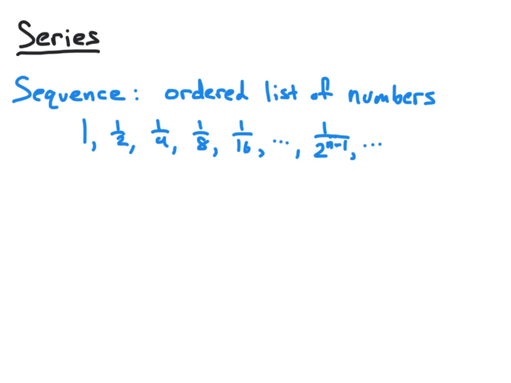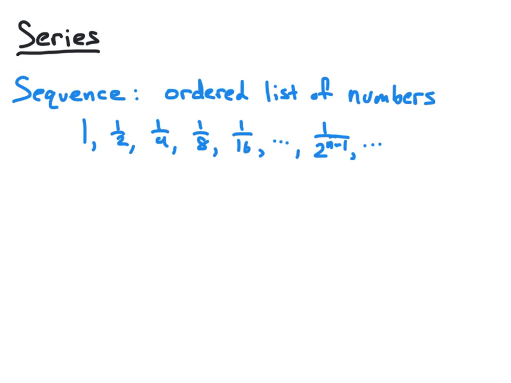For example, we can have a sequence where the first 5 terms are 1, 1/2, 1/4, 1/8, and 1/16, and the sequence will continue on in this pattern. And we should quickly be able to determine that the general term for our sequence will be of the form 1/2 to the n minus 1, and that will be the nth term, a sub n, of our sequence.